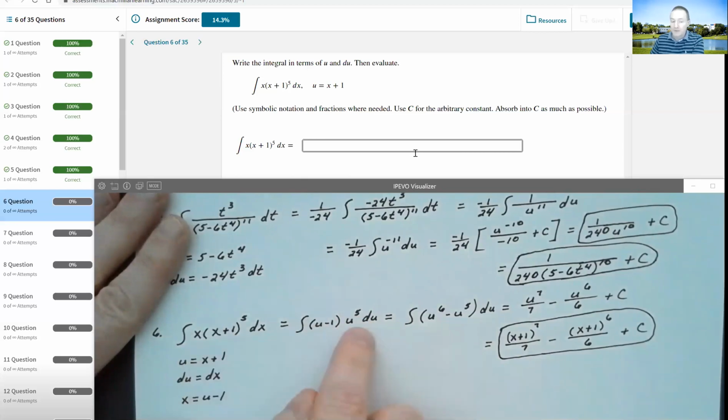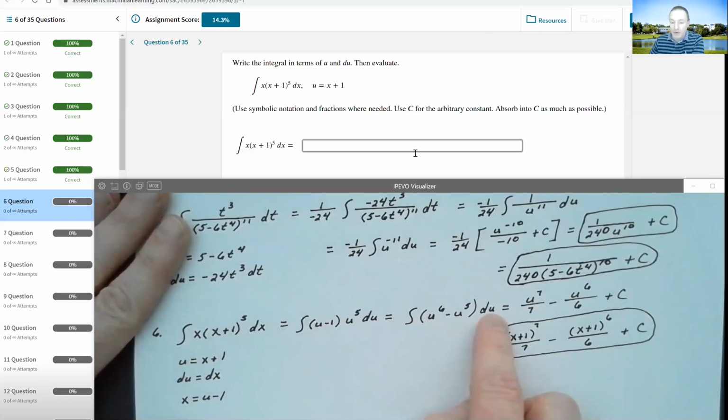At first glance, someone might think that they're not any better off here than they were here. We're so much better off. Here I could not algebraically simplify before I took the integral. Here I can. I can distribute that u to the 5th through that group and get u to the 6th minus u to the 5th.